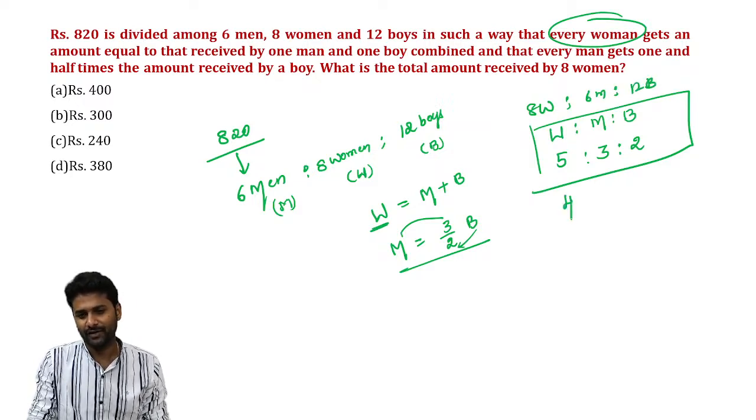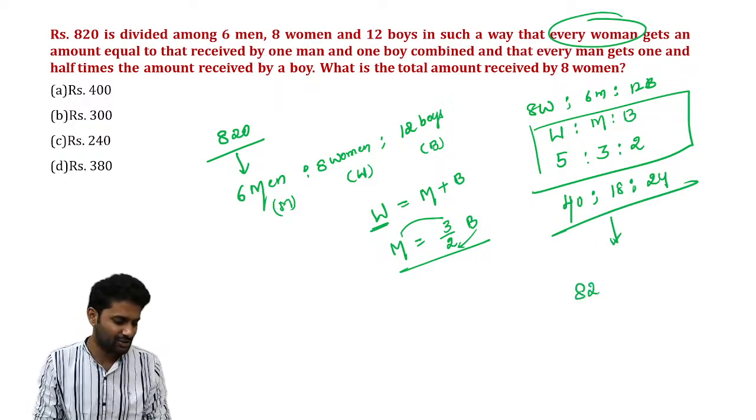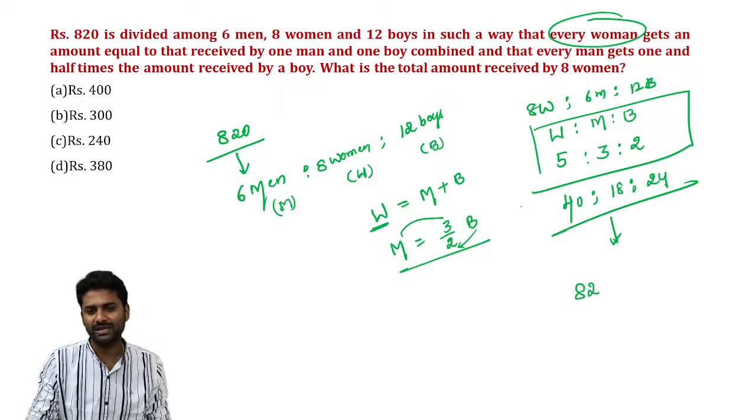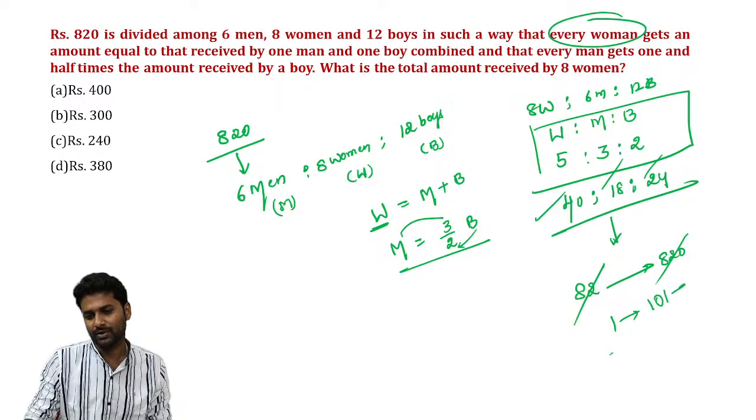Now 8 into 5 is 40 units. 6 into 3 is 18 units. 12 into 2 is 24 units. If you go through the sum, it is 82 units. So 8 women got 40 units, 6 men got 18 units, and 12 boys got 24 units. But according to the condition, the given amount is 820. If 82 is 820, then each unit is equal to 10 rupees.